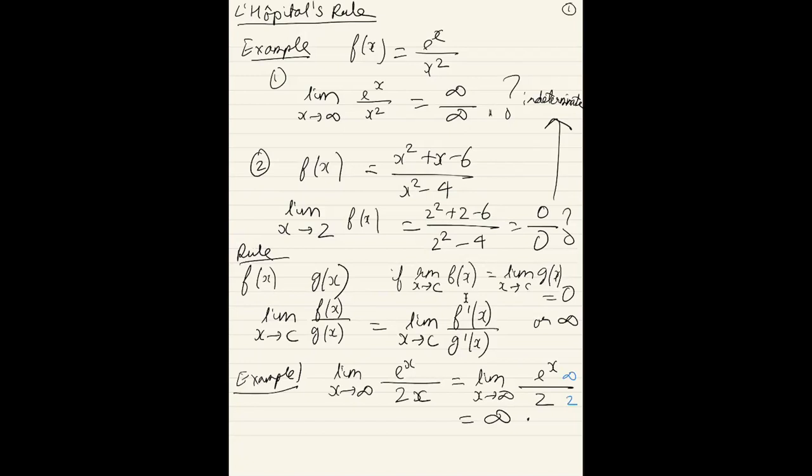Let's look at example 2. For example 2, we can again differentiate, and now it will be the limit as x tends to 2. The numerator will be 2x plus 1, and the denominator will be 2x. Now, if you put in the value x is equal to 2 on top and bottom, you will see this becomes 5 divided by 4. So the limit for this function is indeed 5 by 4.